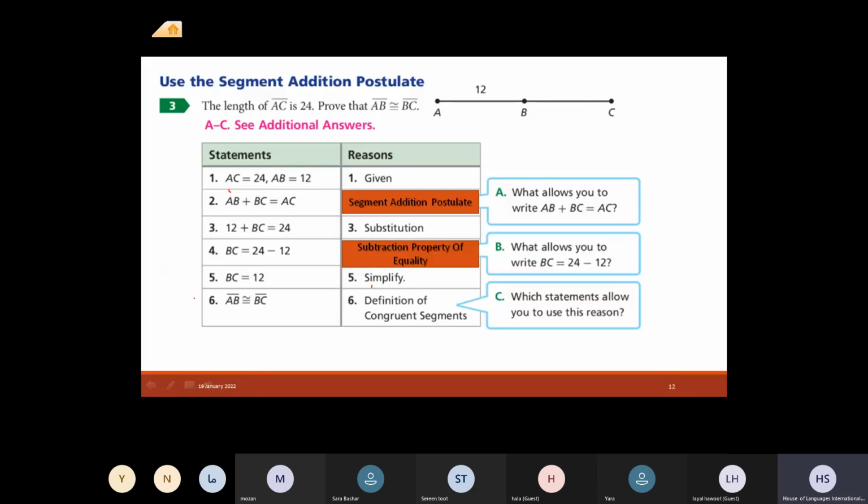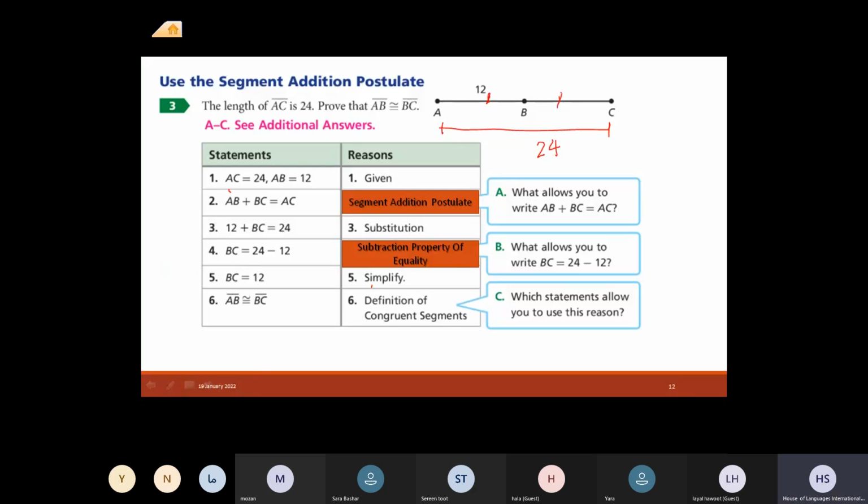No, just a minute. What will you do? You will say, the teacher gave me that the length of AC is 24 and the length of AB is 12. What does she want me to do? What does she want me to show, to prove? She wants me to show that AB is congruent to BC.